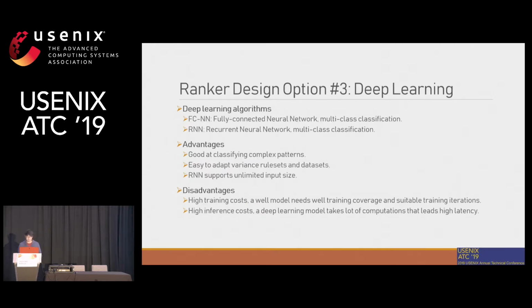So let's go further. Think about whether deep learning algorithms could work better. Fully connected neural networks and recurrent neural networks are suitable as a rank model. They are both multi-class classification models with the softmax function. Their advantages are that they are good at classifying complex patterns, and easy to adapt to varying rule sets and data sets. And the recurrent neural network supports unlimited input size.